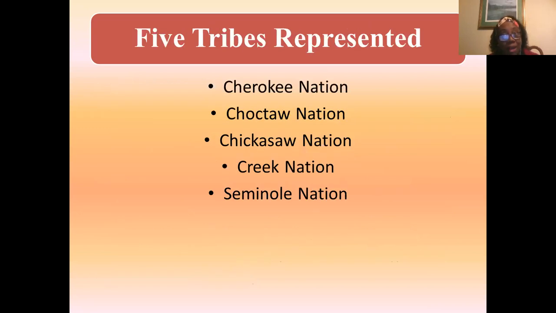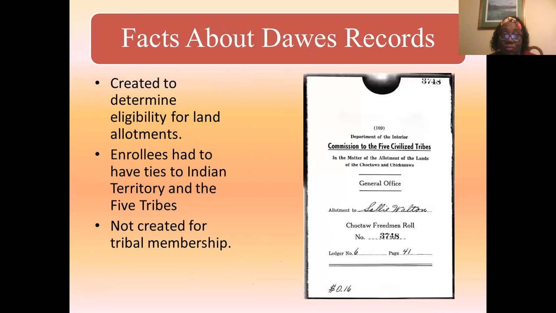Now, the five tribes, I've already mentioned what they are: Cherokee Nation, Choctaw Nation, Chickasaw Nation, Muskogee Creek Nation, and the Seminole Nation, all of which are in Oklahoma. As I said also, they were created to determine the eligibility of the enrollees for land allotments. The enrollees had to prove that they had ties to Indian Territory and to these five tribes. They were not created for tribal membership.